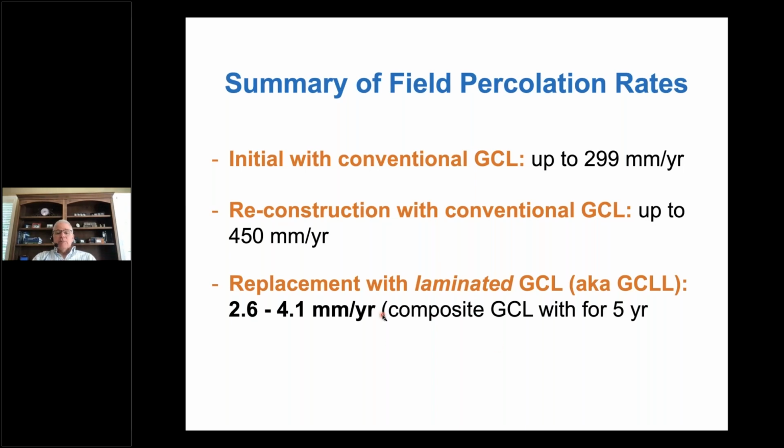And then with replacement by a laminated GCL, or a GCLL as they're called, percolation rates have been on the order of 2.6 to 4.1 millimeters per year over a 5-year period. That's very analogous to what I've monitored in Idaho, which tend to be between about 1.8 and 4 millimeters. So very similar. Well, what happened?